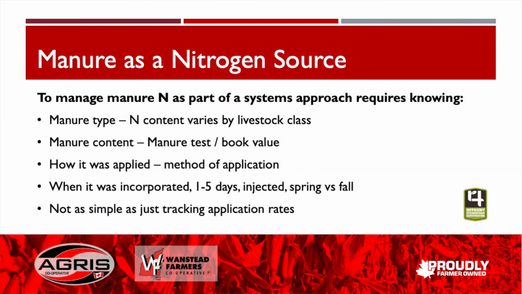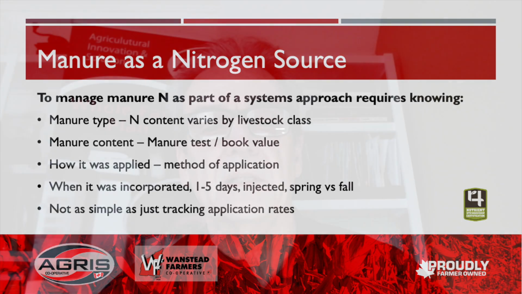So in summary, if you're going to look at manure as part of your nitrogen management strategy, we need to know the manure N content because it varies by livestock class. We need a manure test or use book values, and we need to know how it was applied: what was the method of application, and how quickly was it incorporated, 1 to 5 days, injected or not incorporated at all, or spring versus a fall application. All these things have a great influence on the amount of nitrogen that's available to feed the crop. So it's just not as simple as tracking the rates of application. There are a few more details that we need to consider if we're going to properly manage manure nitrogen.